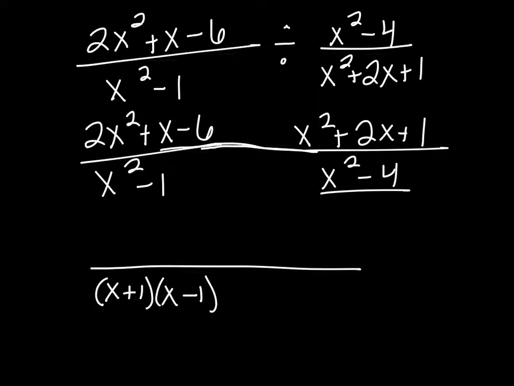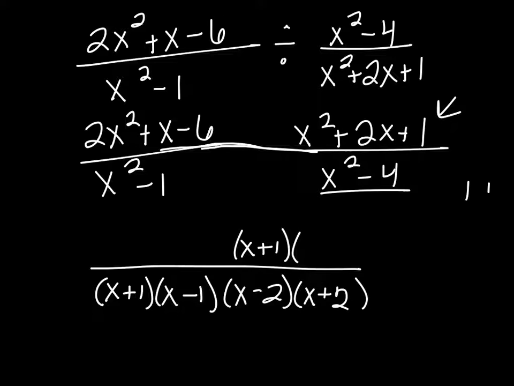Again, the difference of two perfect squares, I have an x minus 2 and an x plus 2. I can also factor this, factors of 1 and 1. So I have an x plus 1 and an x plus 1. So the last piece here is I need to factor this.